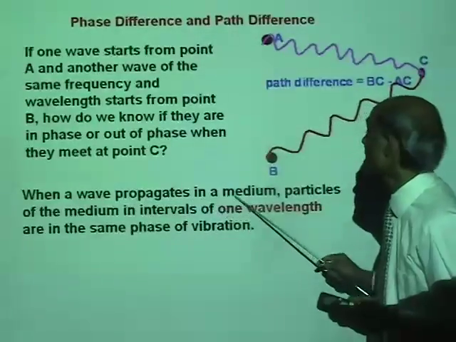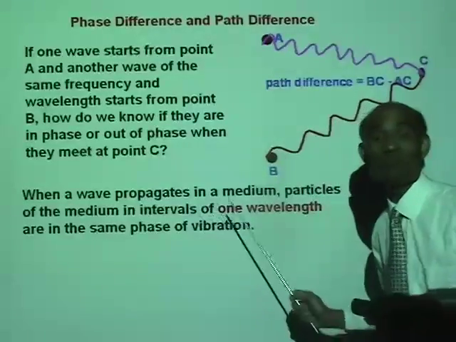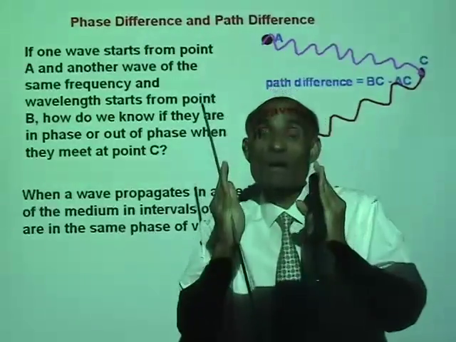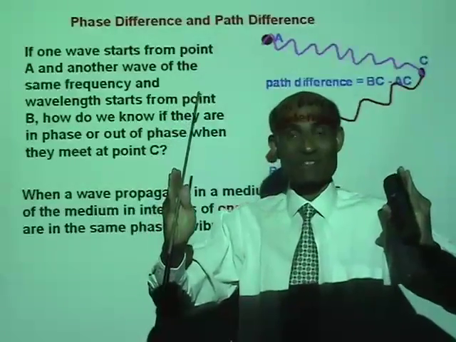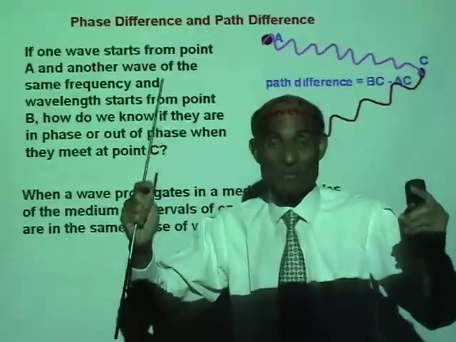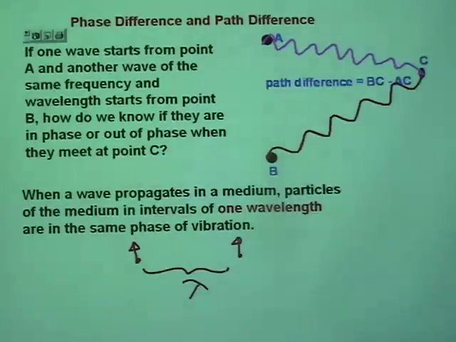When a wave propagates in the medium, particles of the medium in intervals of 1 wavelength are in the same phase of vibration. That's what I was showing you a little earlier. How about particles in an interval of 2 wavelengths? They will also be in the same phase. How about 5 wavelengths? They will also be in the same phase. For example, if the distance between two particles is 1 wavelength, they will be in phase. If the distance is 5 wavelengths, they will again be in phase.